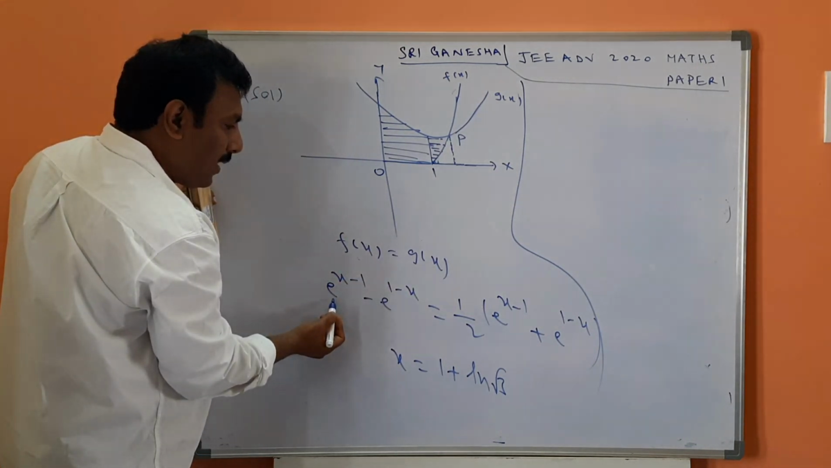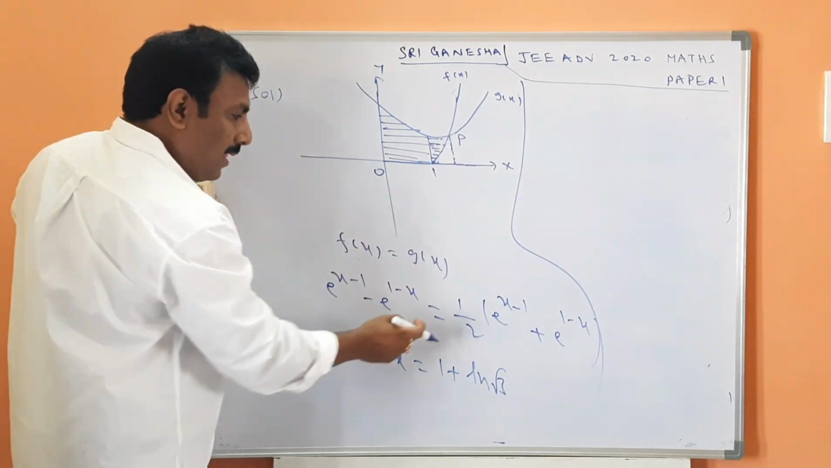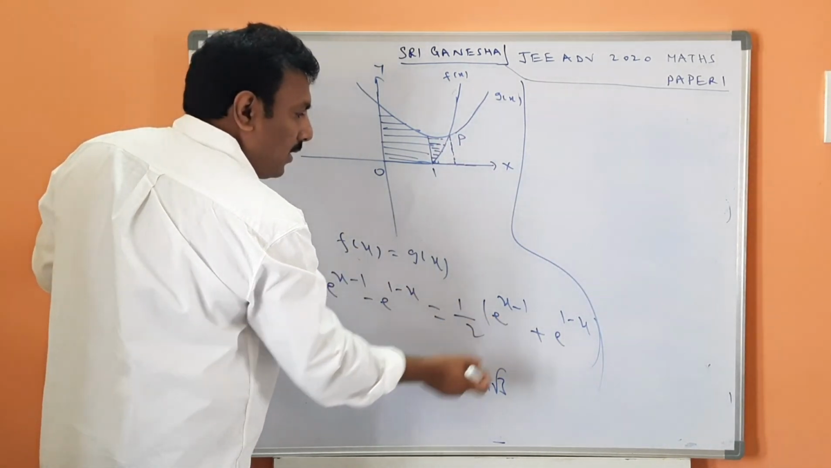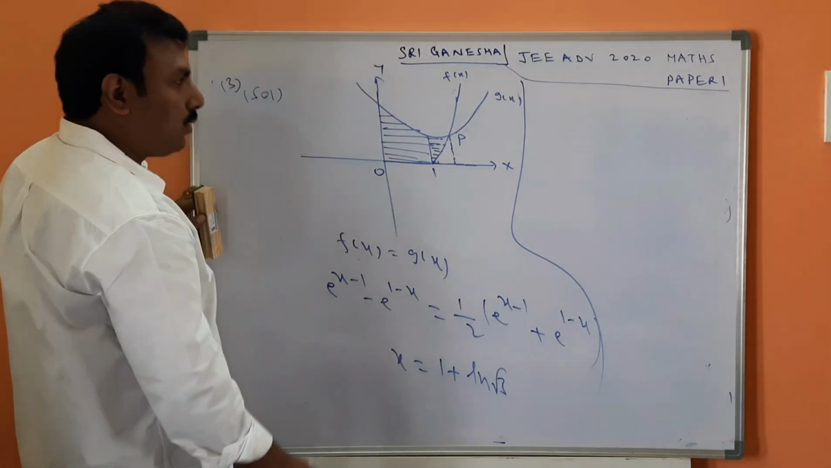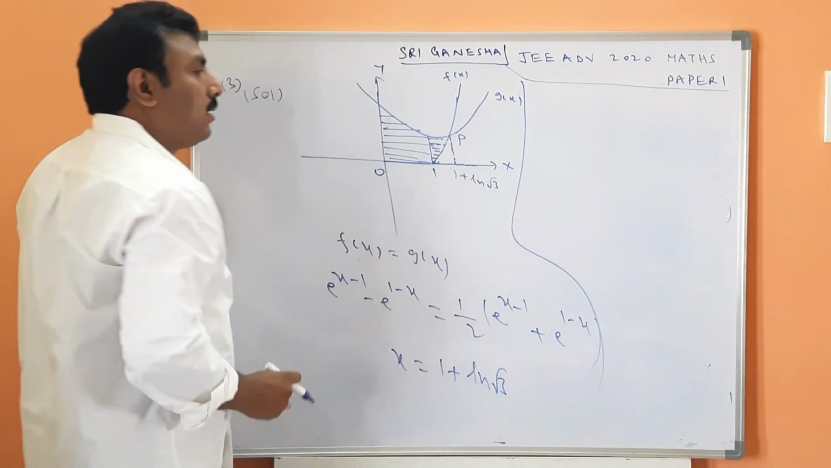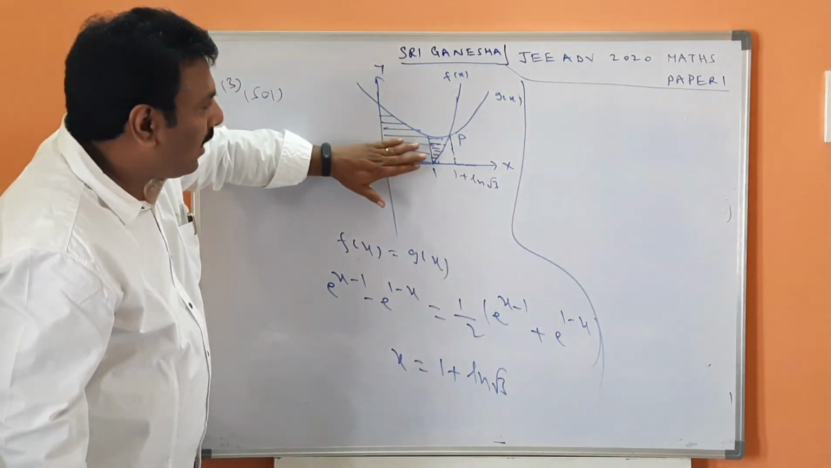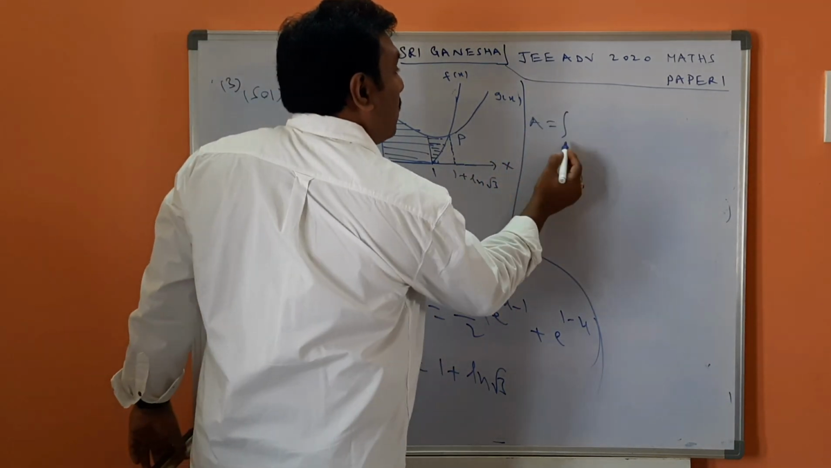f of x is e to the power of x minus 1 minus e to the power of 1 minus x, because g of x is already known. So on solving we are getting x is equal to 1 plus ln root 3. So it is 1 plus ln root 3. So it is the area. So how to find this?